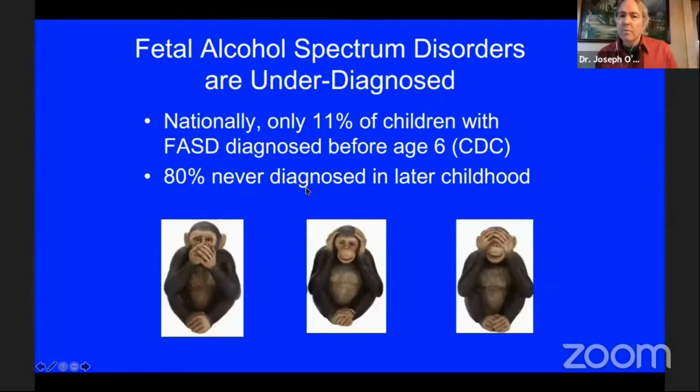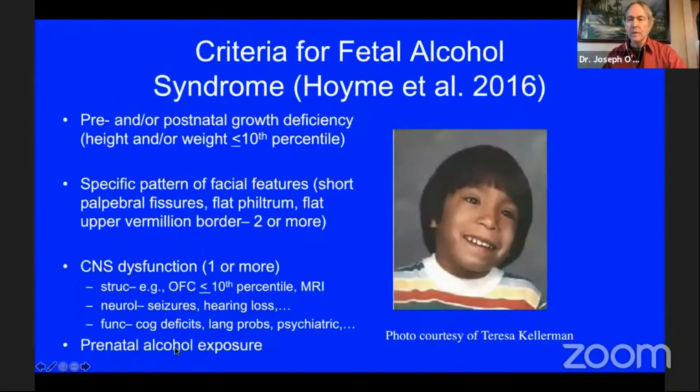So fetal alcohol spectrum disorders are highly underdiagnosed. Nationally, only 11% of children with FASD are diagnosed before age 6, and 80% are never diagnosed in later childhood. So these are alarming statistics. So what can we do about it? Well, one way would be diagnosing more cases.